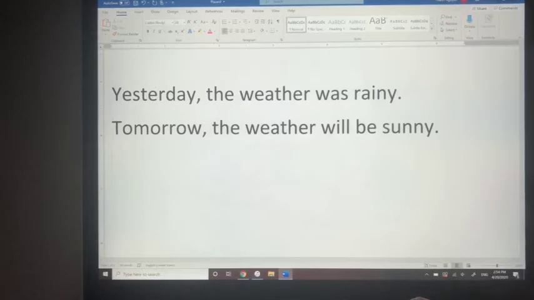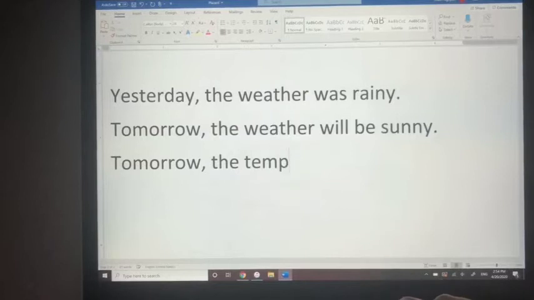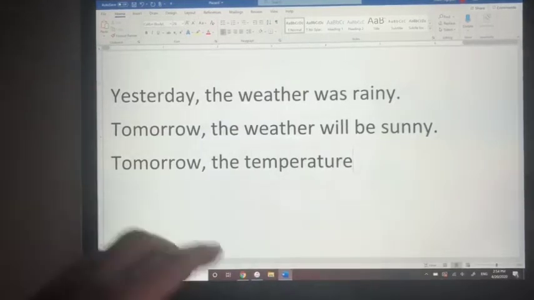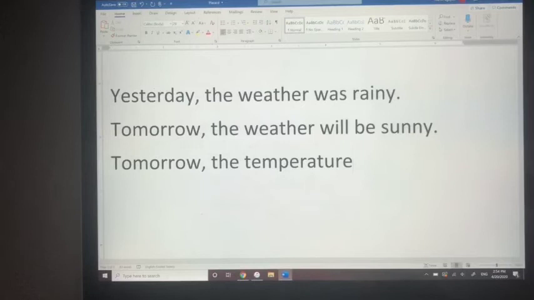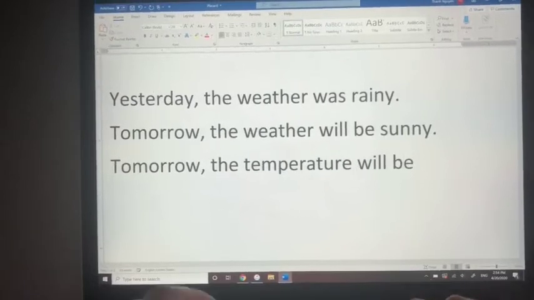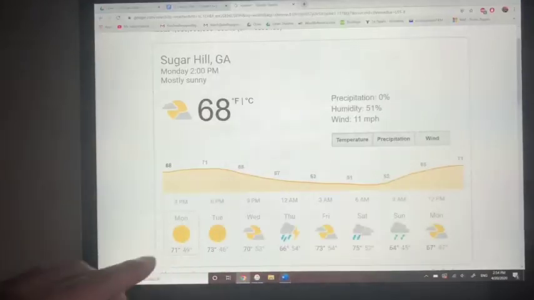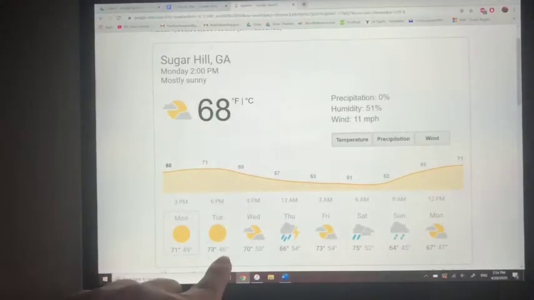Let's do the temperature for tomorrow. Since we're talking about tomorrow, we're talking about the future. So we don't say tomorrow the temperature is. We say tomorrow the temperature will be. Tomorrow the temperature will be a low of 46 and a high of 73.